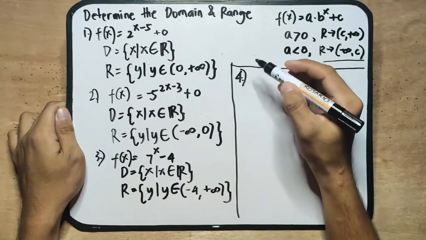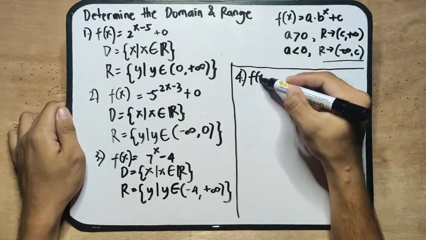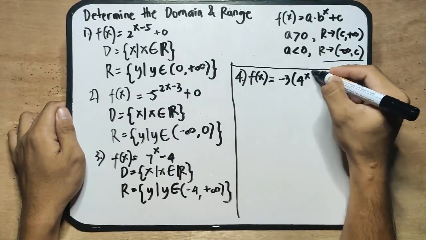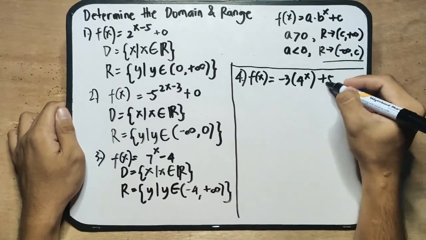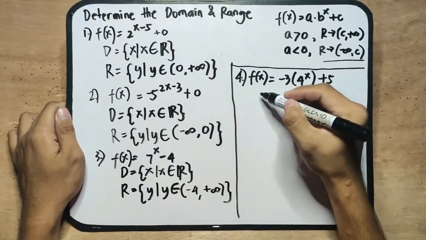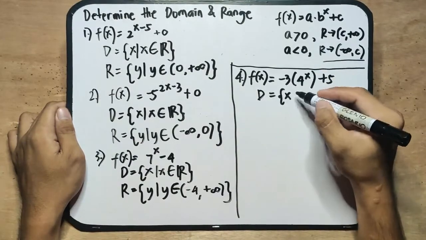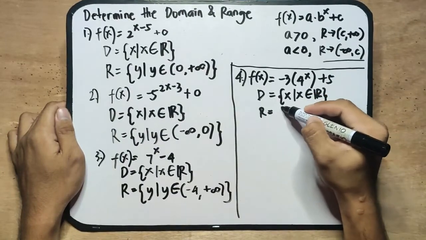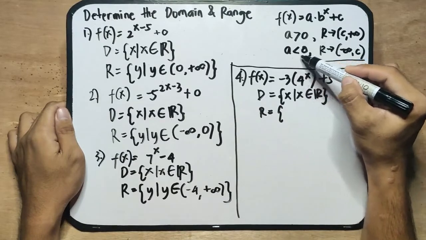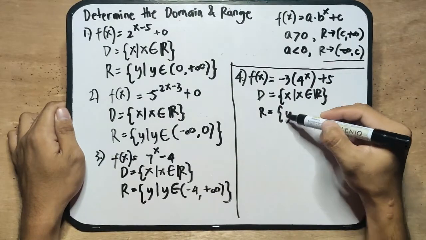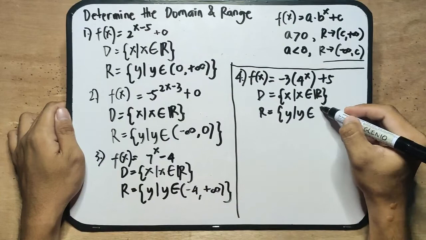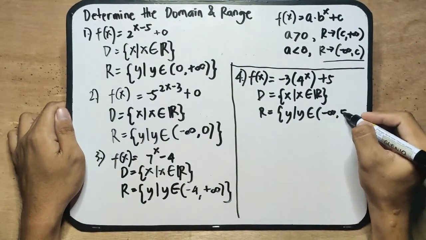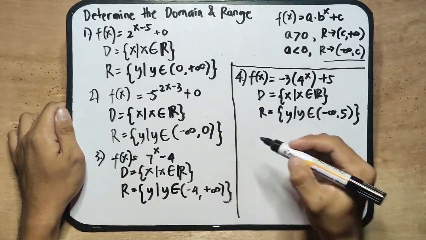So, item number 4, we have f of x is equal to negative 3 times 4 raised to x plus 5. So, our domain, understood na, set of real numbers, set of all real numbers. At ang range natin ay negative siya, so we use this form. So, the set of all y such that y is an element of, yung interval na gagamitin natin ay negative infinity to positive 5. So, that is our range.